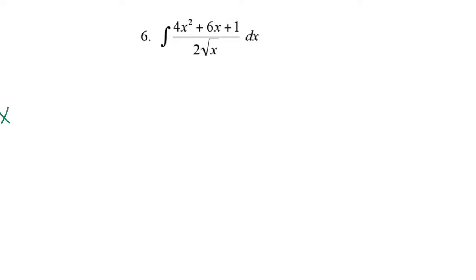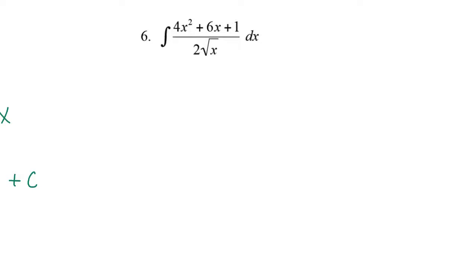Now we can go through our integration process. So we have 16x to the 4th over 4 minus 8x cubed over 3 plus x squared over 2 plus c. And you can go back and simplify this if you want to. All right, and number 6 is probably one of the trickiest. It is the trickiest problem on the whole test, I think.